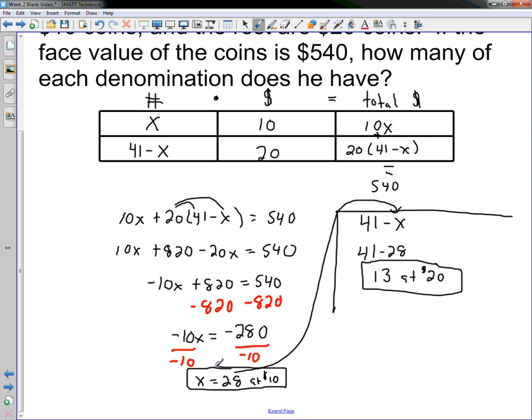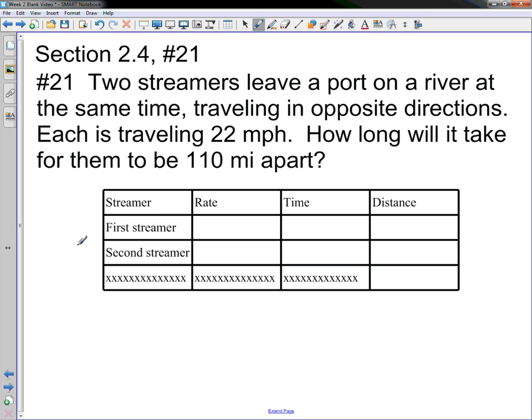So these problems are similar: setting up the boxes, looking at how to multiply them together. Once you get that box under control, it should go a little quicker for you. So I would suggest taking some time to learn how to make those boxes and use those to help you work your problems. All right, let's look at one more on section 2.4. In section 2.4, number 21, we're going to look at this, and this is dealing with steamers.